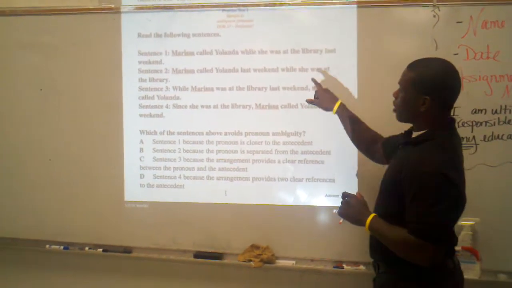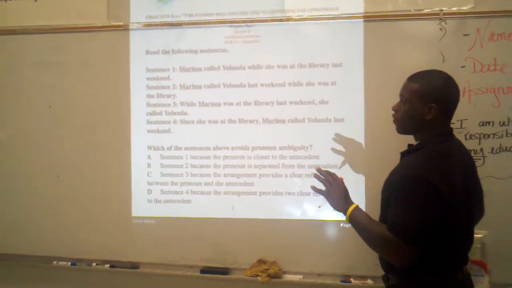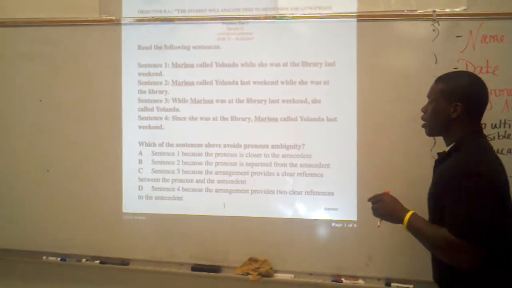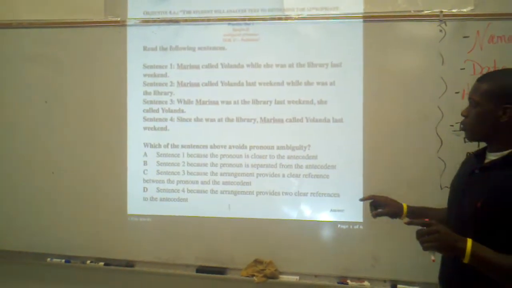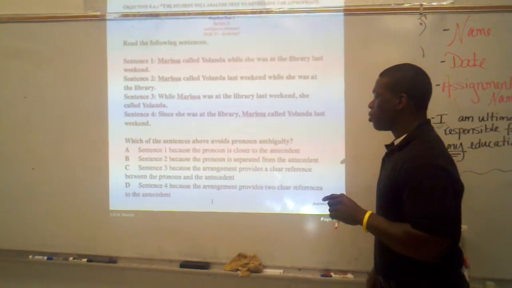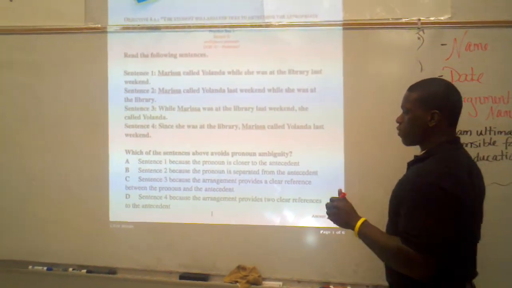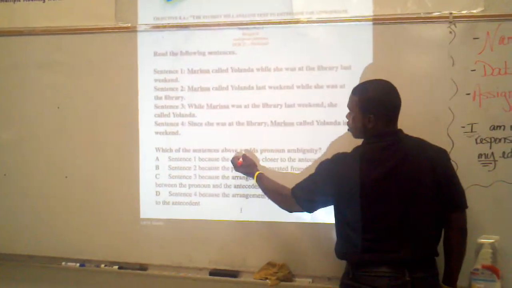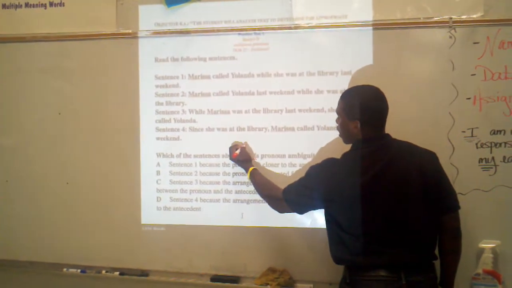Alright, we have an ambiguous pronoun question. There are 4 steps to solving an ambiguous pronoun question. First thing we do is we read the sentence and underline keywords. Which of the sentences above avoids pronoun ambiguity? Keyword avoids means stays away.